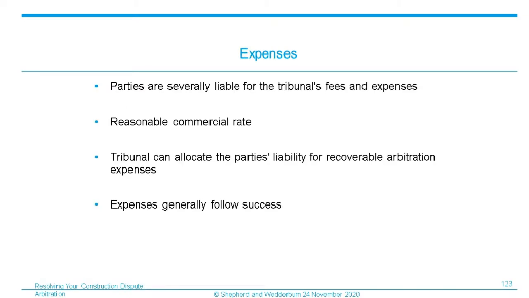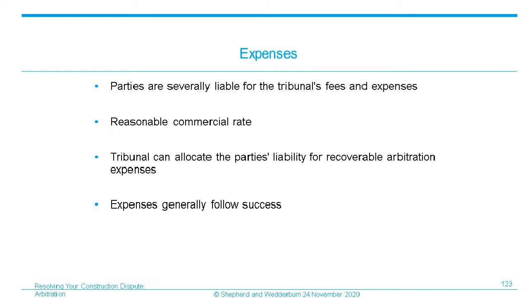So turning now to expenses, the parties are severally liable for the tribunal's fees and expenses, including the expenses of any clerk or expert appointed by the tribunal. These fees may be charged at a reasonable commercial rate. A default rule allows the tribunal to make an award allocating the party's liability for recoverable arbitration expenses. This includes the arbitrator's fees and expenses, as well as the legal expenses of the other party to the arbitration. In making an award of expenses, the tribunal must have regard to the principle that expenses should follow a decision made in favour of a party, i.e. a success, except where this would be inappropriate in the circumstances.